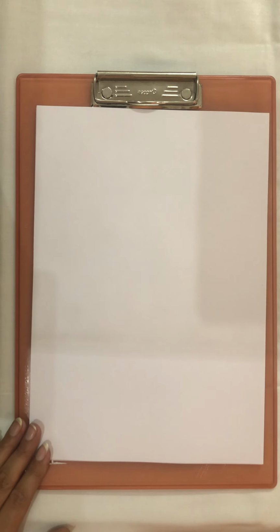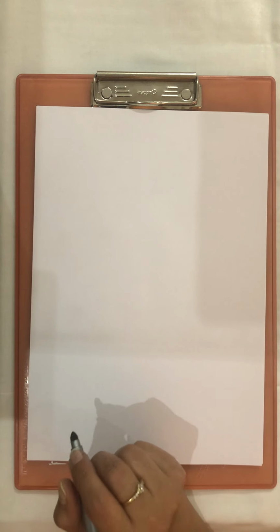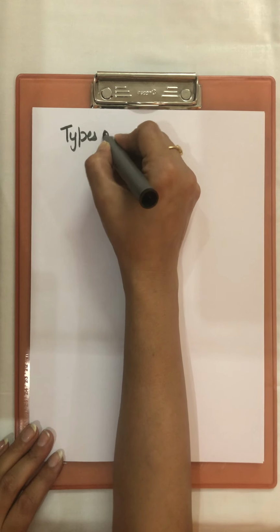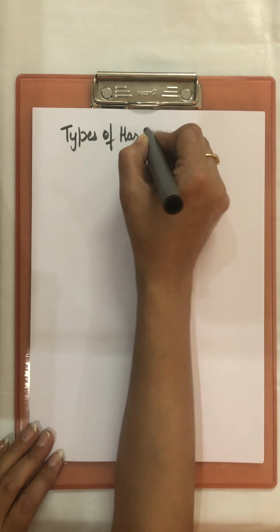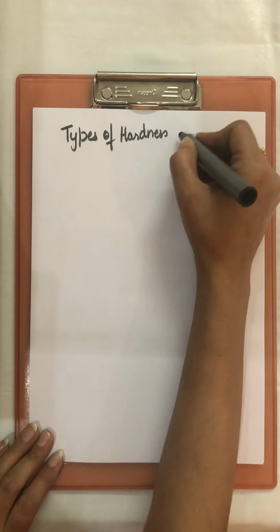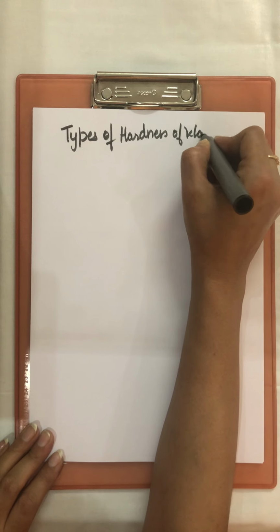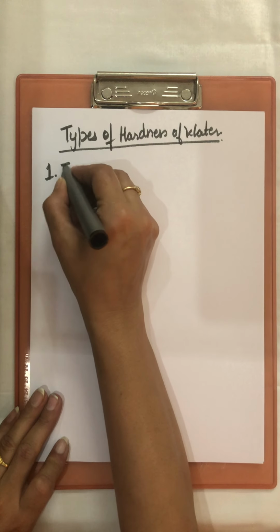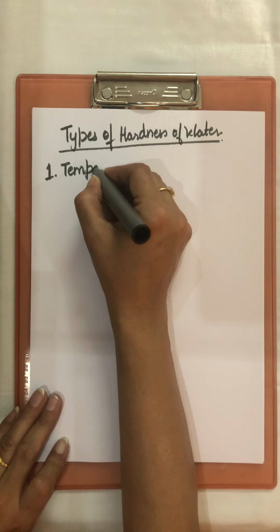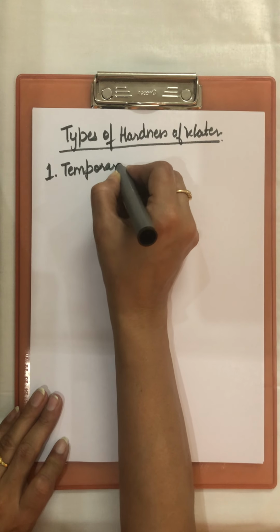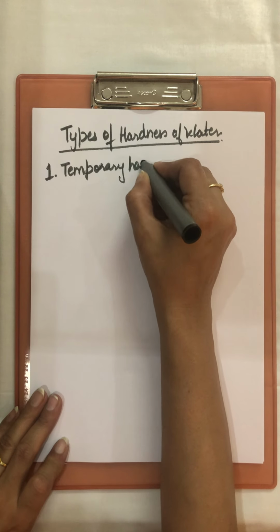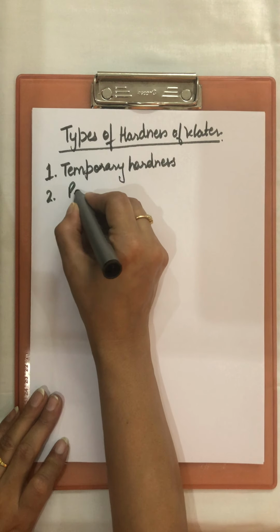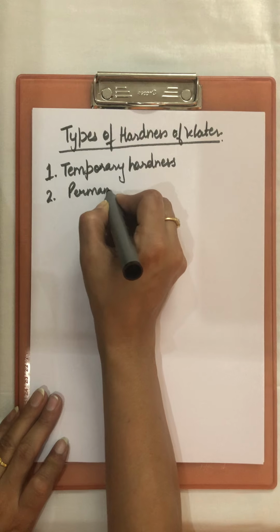Now after knowing the two types of water, soft and hard water, next we have types of hardness of water. Hardness is also of two types. First type of hardness is temporary hardness. From the name itself it is clear. It's easy to remove this kind of hardness. It's temporary. Permanent hardness, which is difficult to remove.